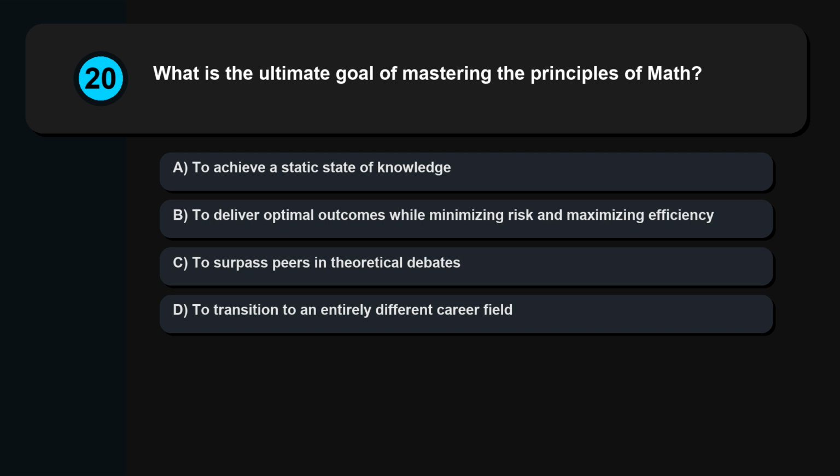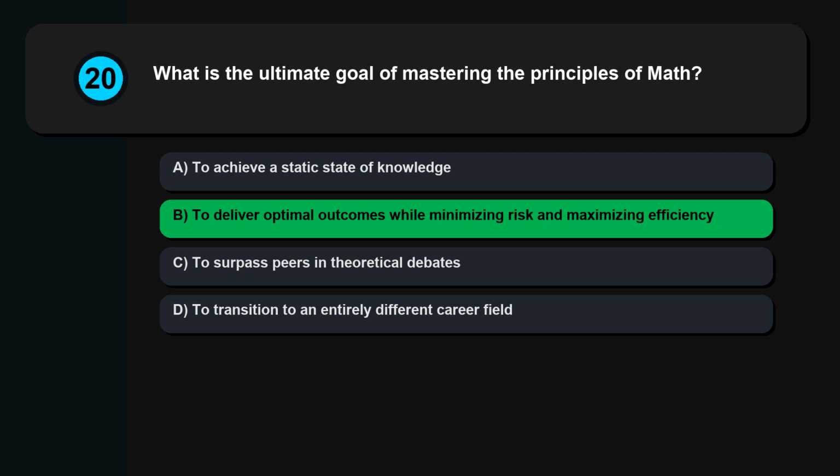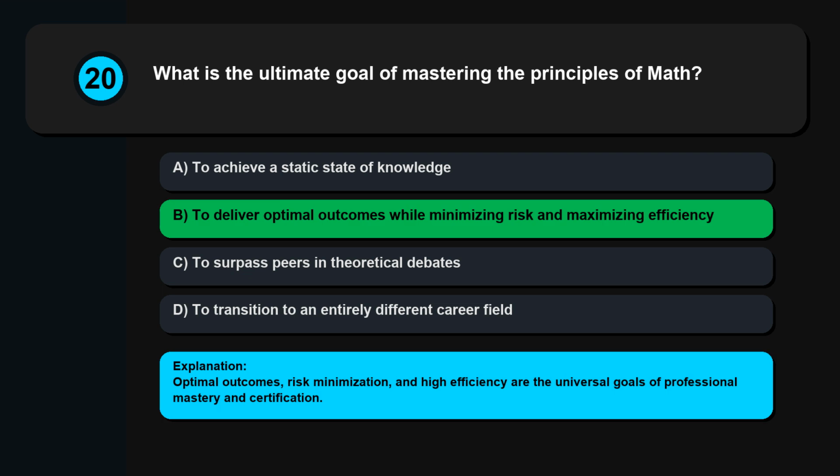Question 20. What is the ultimate goal of mastering the principles of math? To achieve a static state of knowledge, to deliver optimal outcomes while minimizing risk and maximizing efficiency, to surpass peers in theoretical debates, to transition to an entirely different career field. Optimal outcomes, risk minimization, and high efficiency are the universal goals of professional mastery and certification.